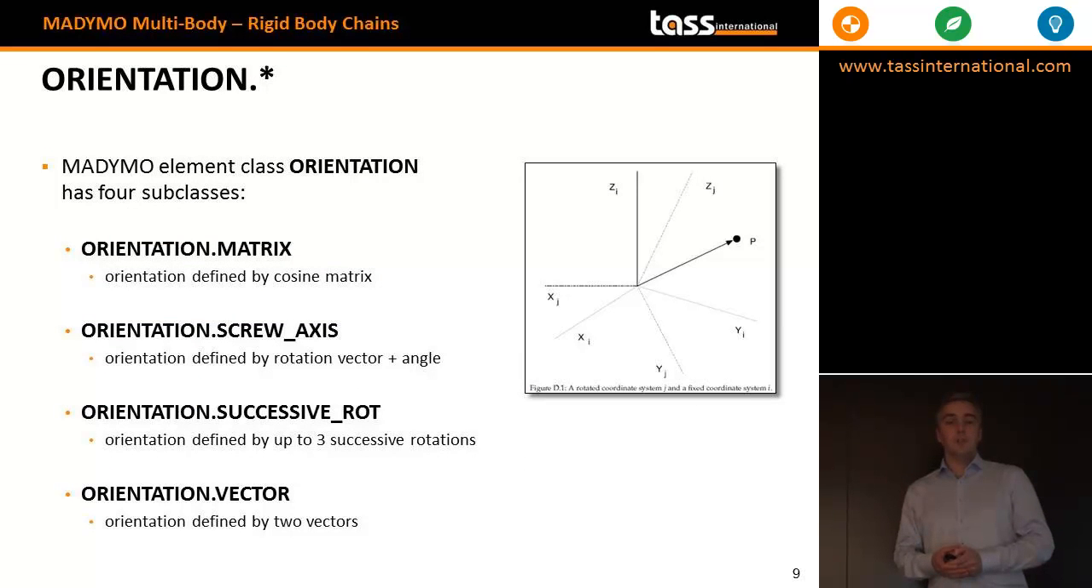If you define, for instance, a joint coordinate system with respect to a body local coordinate system, it's also necessary to be able to give it a relative orientation. For a joint, for instance, you can have an axis of rotation that you want to have defined at, say, an angle of 45 degrees with respect to the local body coordinate system. And for that you need the element orientation. There are four subclasses for the element class orientation: orientation.matrix, orientation.screw-axis, orientation.successive rotations, and orientation.vector. These are basically all different ways to define a relative orientation of two coordinate systems. All can be used.